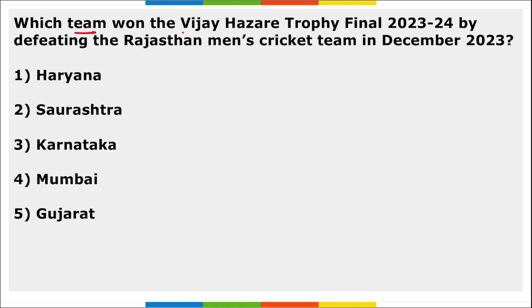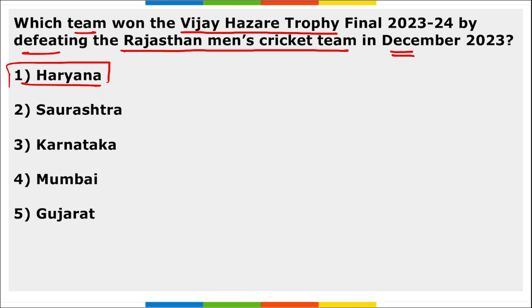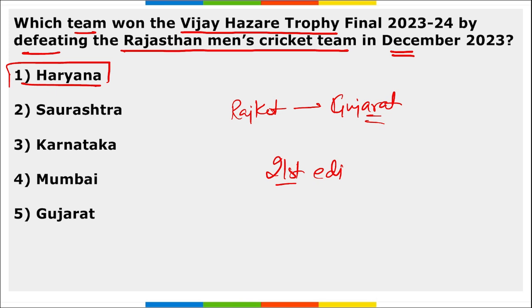Next, which team has won Vijay Hazare Trophy Final 23-24 by defeating the Rajasthan men's cricket team in December 2023? So remember, it is Haryana that has won the Vijay Hazare Trophy Final. Correct? Where was the final held? This was held in Rajkot in Gujarat. This was the 21st edition of the Vijay Hazare Trophy, and this marks the first ever Vijay Hazare Trophy win for the Haryana team. They defeated whom in the finals? They defeated Rajasthan in the finals.